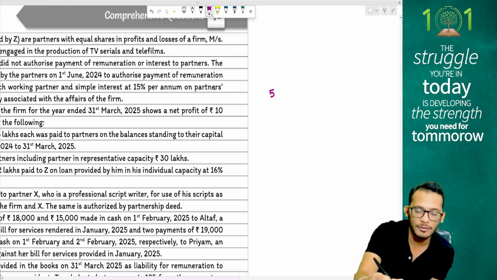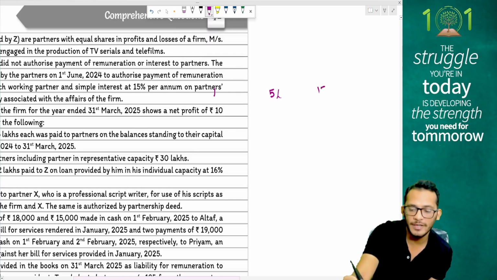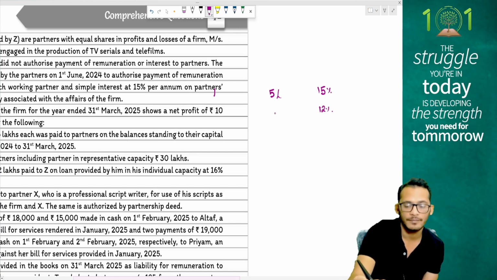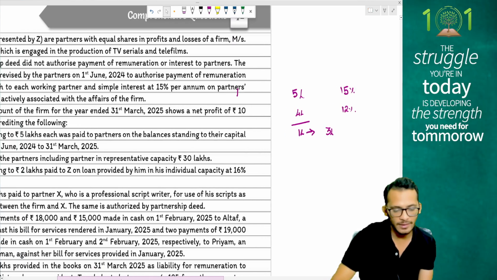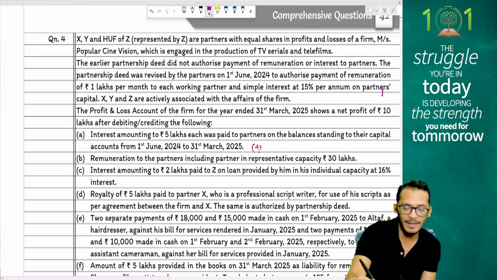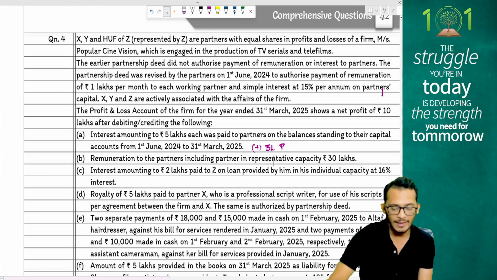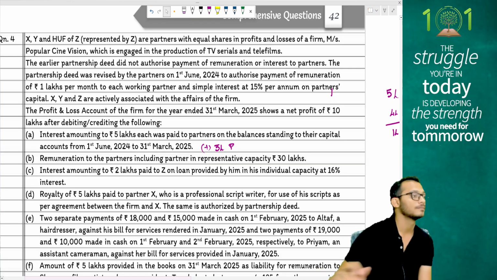If 5 lakh rupees is 15%, how much is 12%? 4 lakhs. I have extra paid to each partner, so disallow 3 lakhs. I will disallow 3 lakhs. So this gets added back for 3 lakhs under the head PGBP.